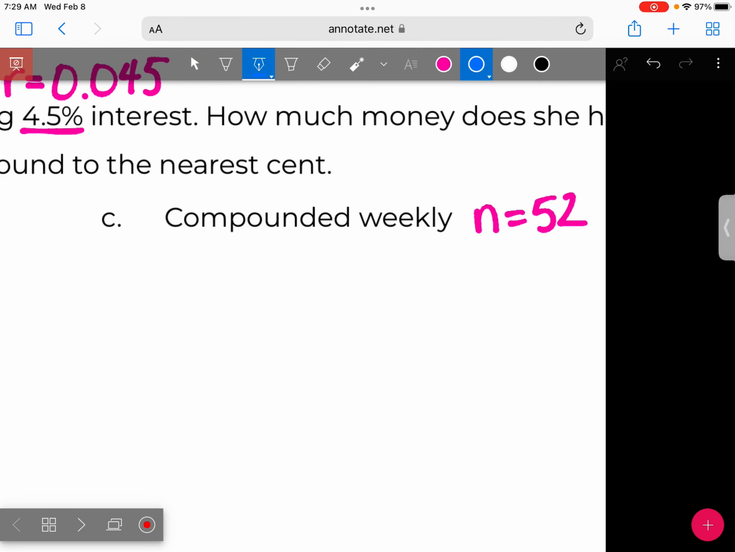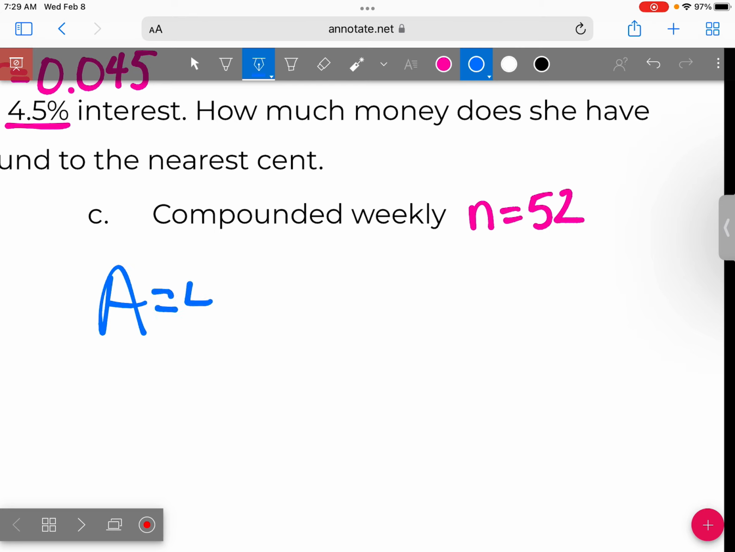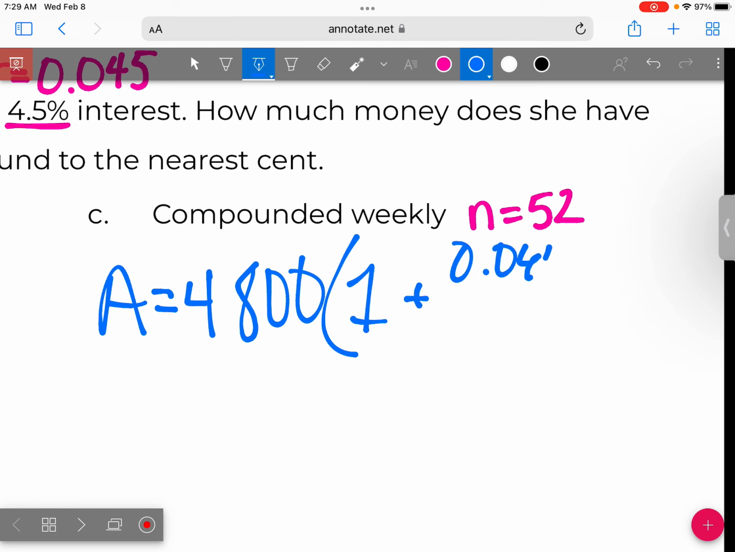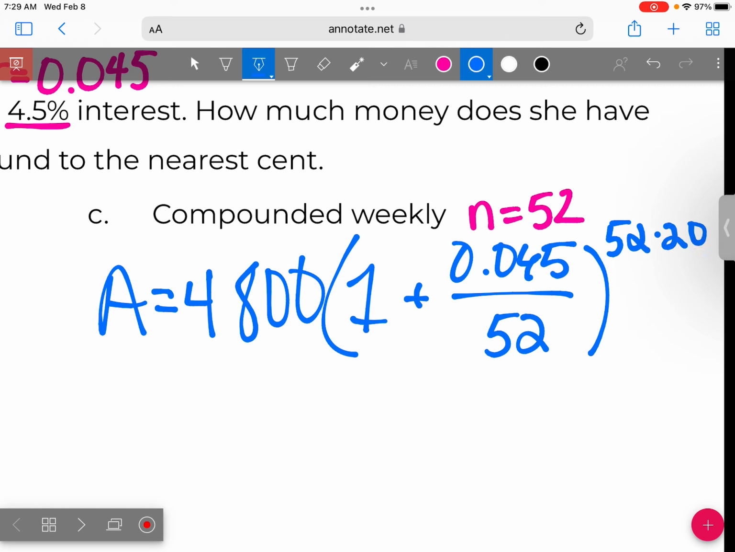All right, and then compounded weekly. A equals 4,800 times 1 plus 0.045 over, what's our N for this one? 52. 52, to the 52 times 20. Okay? So type it in again. And what do you get for A?